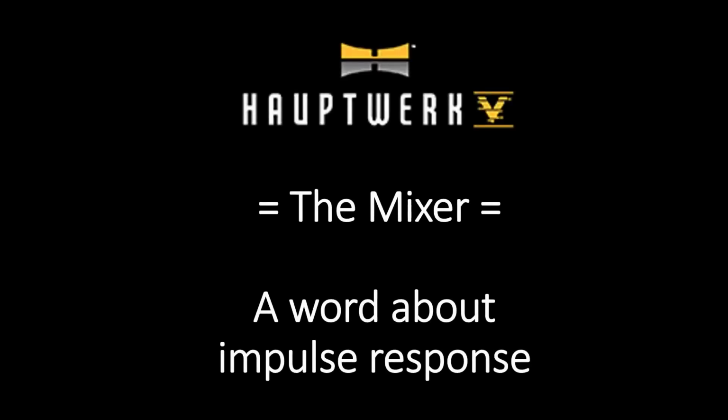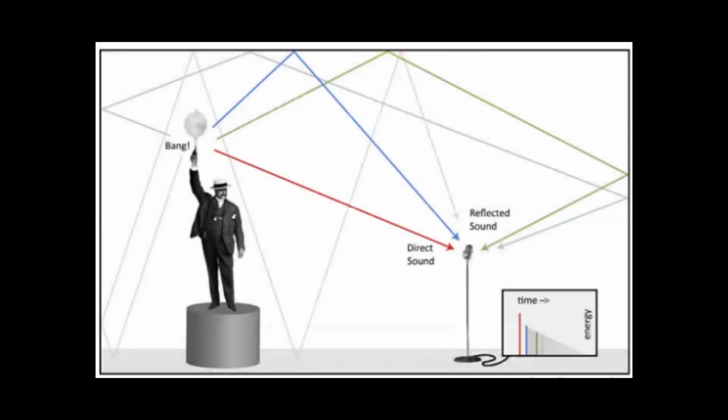Let's take a moment to talk about impulse response. Hauptwerk has an impulse response convolution engine, which can be applied anywhere from the primary buses all the way to the master mix buses. Convolution reverb consists of a recorded sample called an impulse response, or IR, of an acoustic space, which captures the direct sound and the reflections, and then allows for software to computationally recreate the properties of that acoustical space.